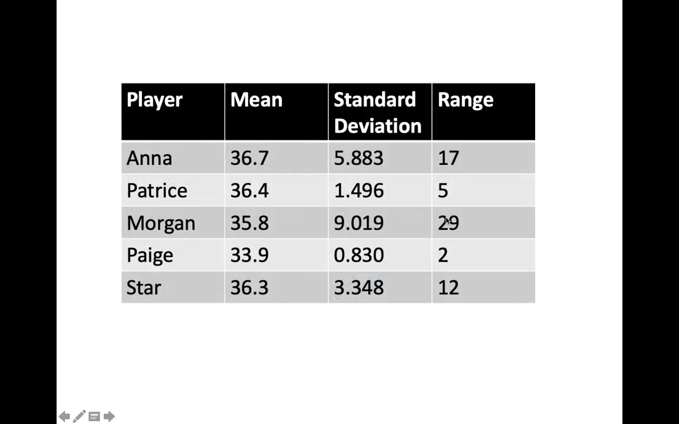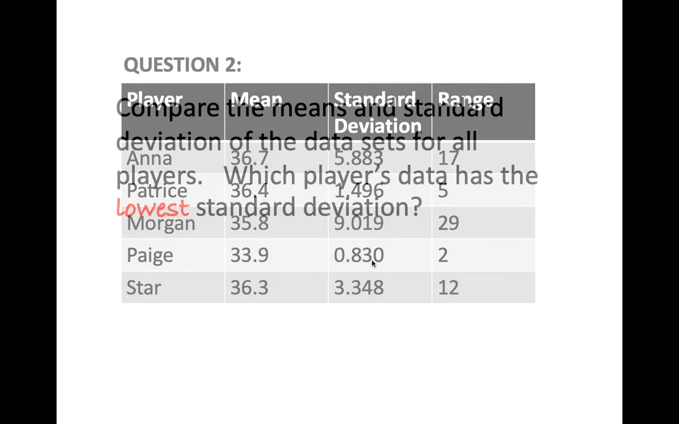The one that has the greatest range is Morgan, and her standard deviation also happens to be the highest of all the others. So the highest range had the highest standard deviation. And the lowest was Paige. She has a range of 2, and her standard deviation is definitely the smallest. So there seems to be some correlation between the range and the standard deviation. When you have the highest range, you've got the highest standard deviation.